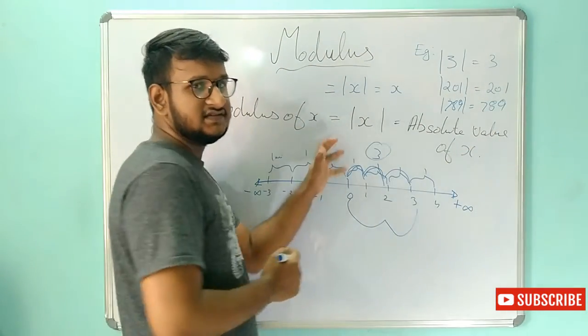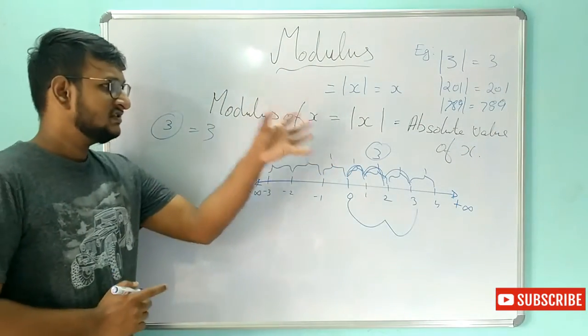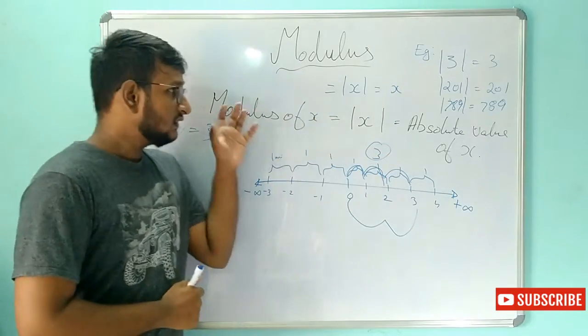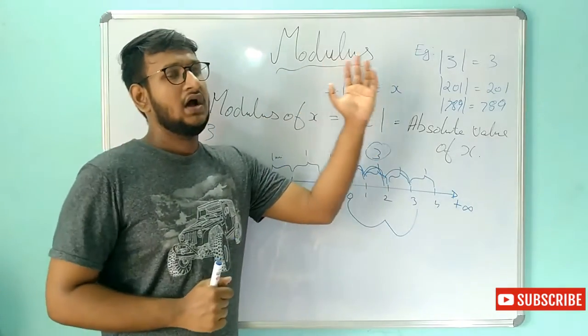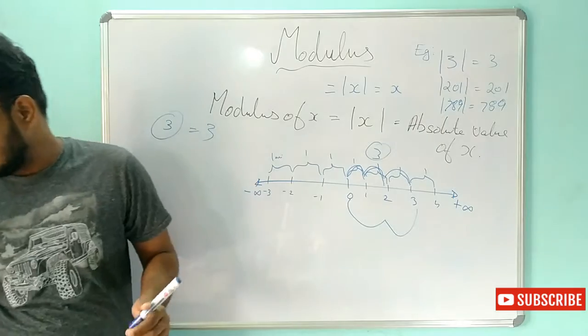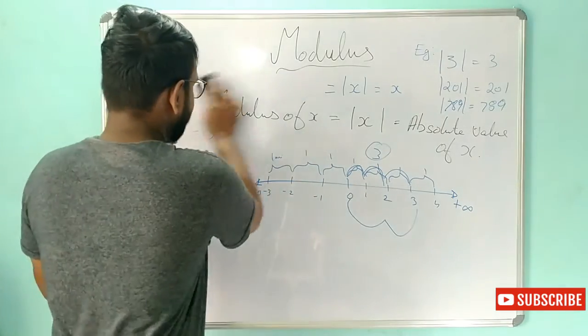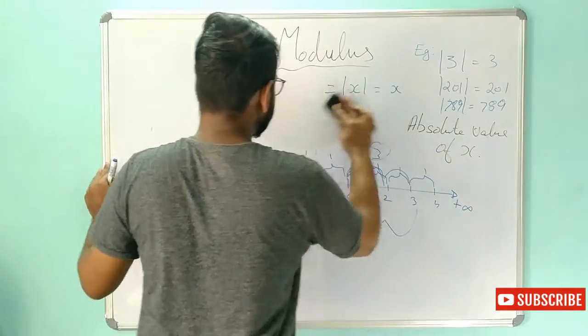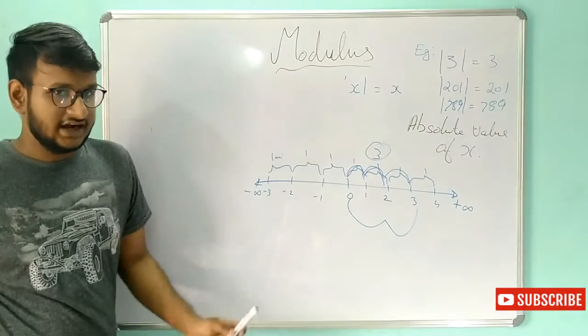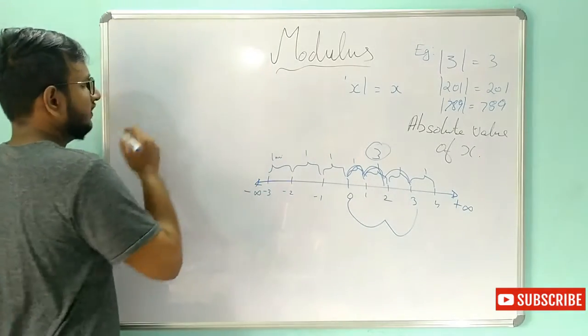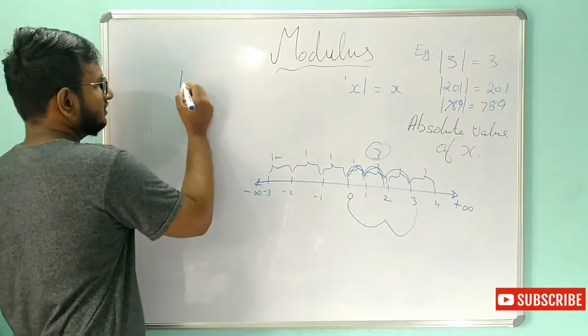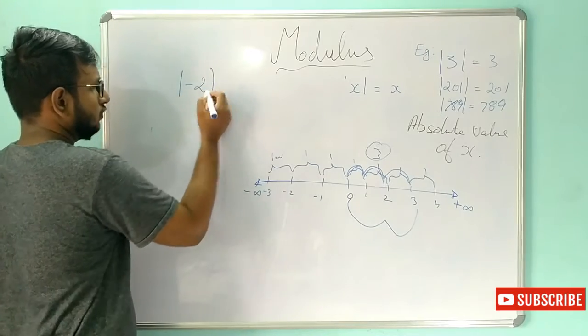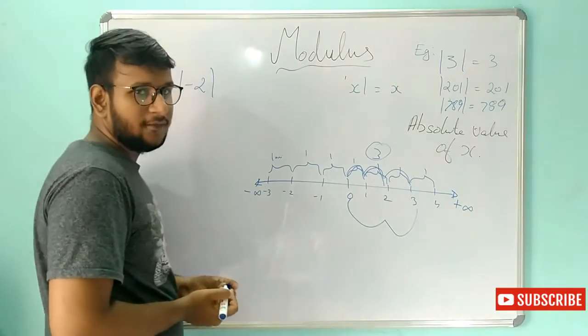So it seems very easy, right? But there is something you have to note here. This holds only for positive numbers. In case of negative numbers, for example, if they ask what is the modulus value of minus 2, what will it be?